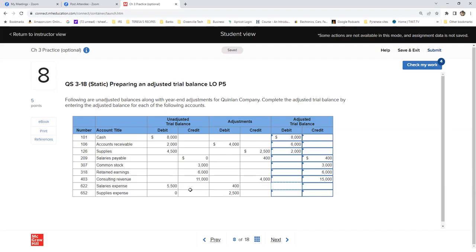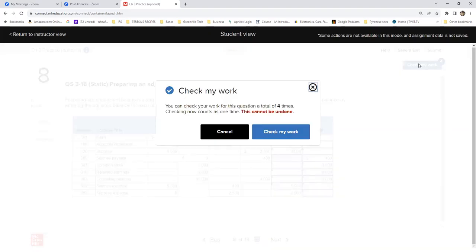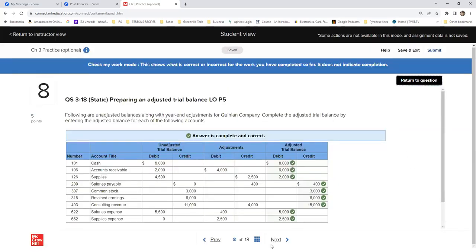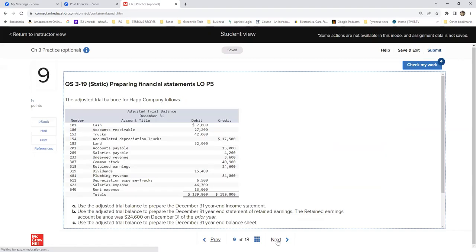Salary expense, we have a beginning balance of 5,500, and we have a debit of 400, so that's now 5,900. And finally, supply expense has a debit balance. It had started off with 0 and now has a debit balance of 2,500. And that's how you do your adjusted entries. And let's check our work. All right, next.